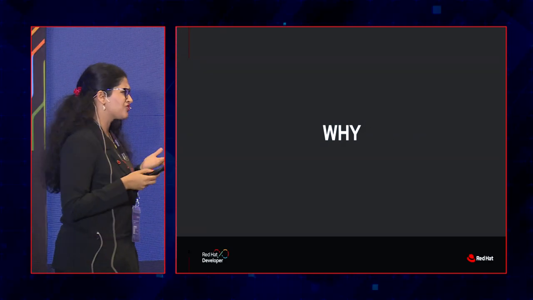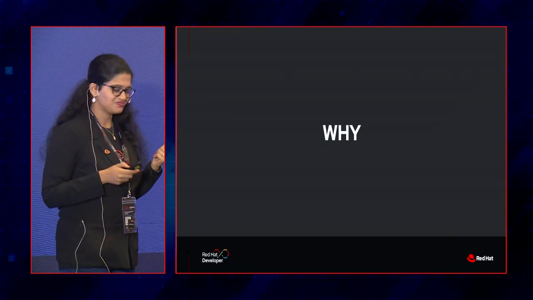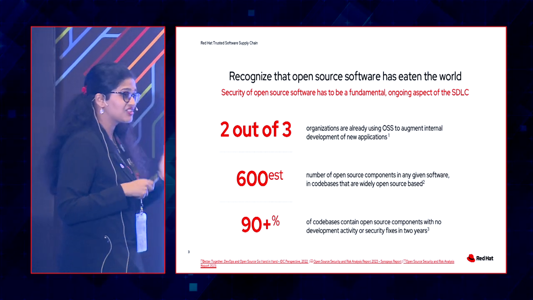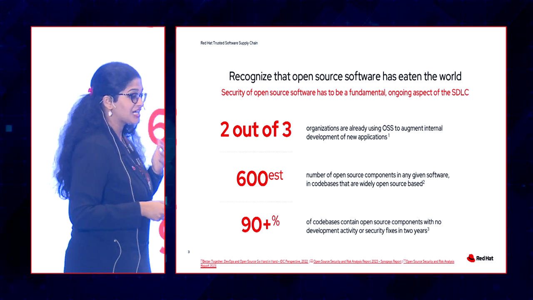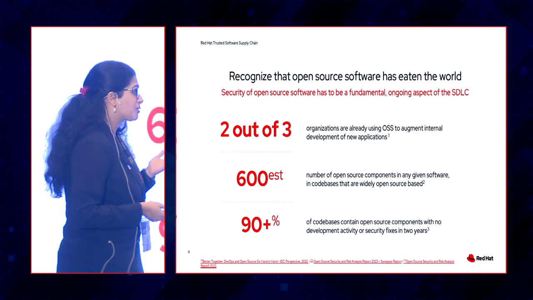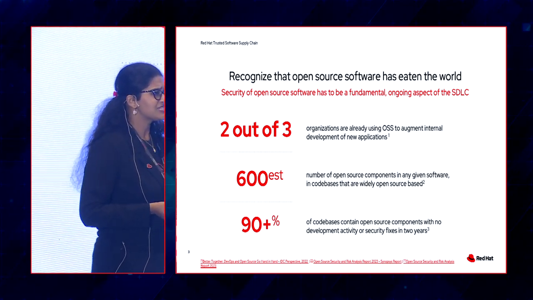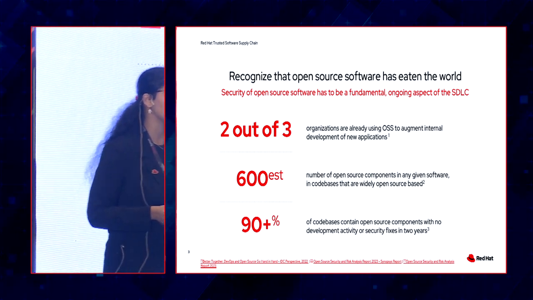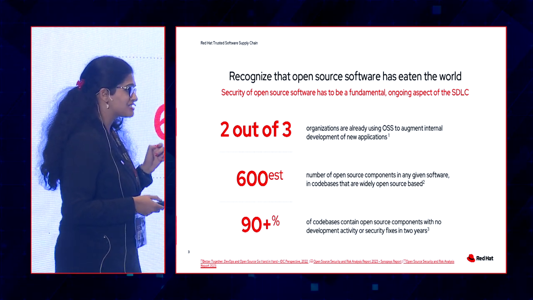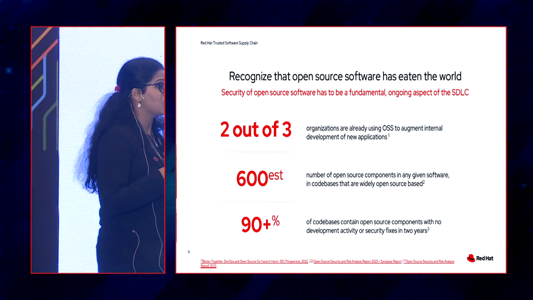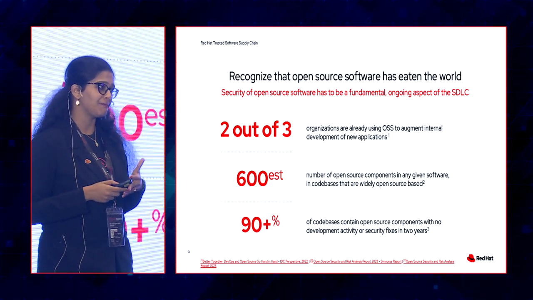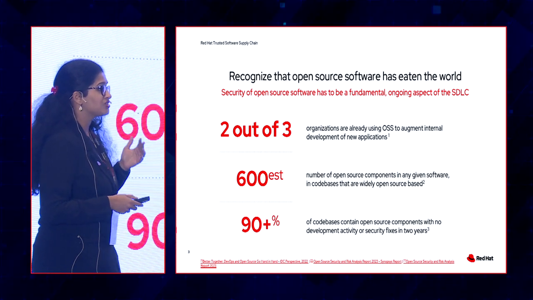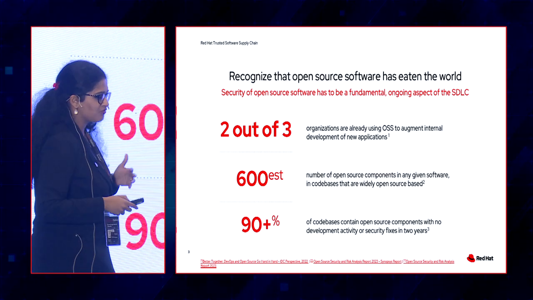But then, why is it of such utmost importance to our organizations? Throughout the day, you would have heard how open source software has literally eaten the world. 2 out of 3 organizations currently are using open source software to augment internal development of new applications. 600 is the estimated number of open source components in any given software. Around 90% of code bases have open source components which have had no maintenance or further development in the last 2 years. 31% of code bases have open source components which don't have any license for that matter.